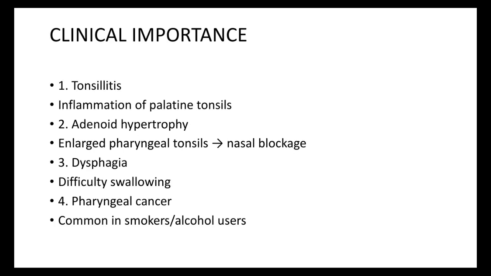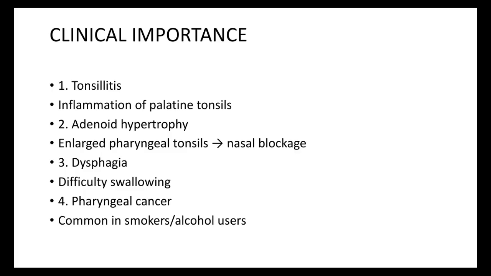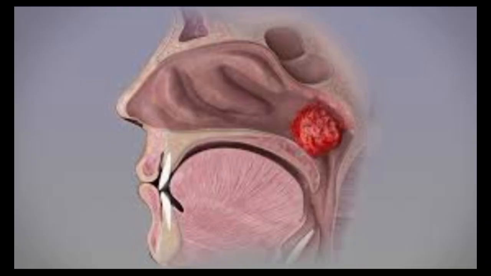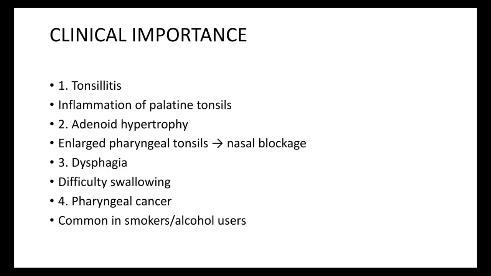Clinical, short but smart. Now clinical connections. Tonsillitis: inflammation in the oropharynx causing pain when swallowing. Adenoid hypertrophy: enlarged adenoids block airflow leading to mouth breathing. Dysphagia: difficulty swallowing when the pharynx cannot move food properly. Pharyngeal cancer can affect both breathing and swallowing, especially in smokers and alcohol users.